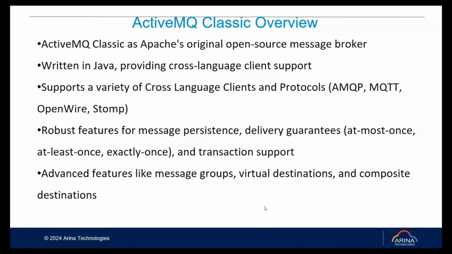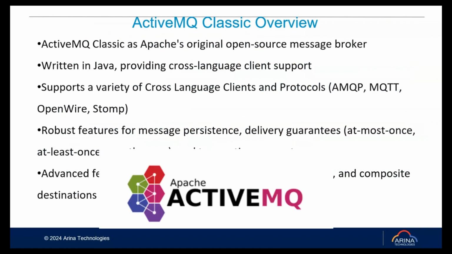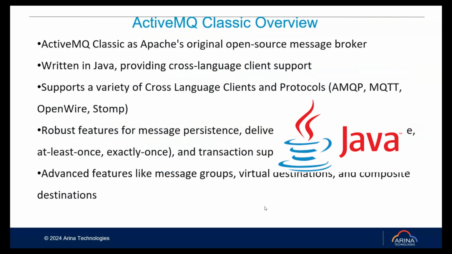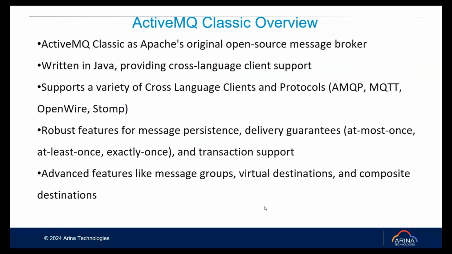Now, what exactly is Apache ActiveMQ? Apache ActiveMQ is one of the oldest and most widely used open source messaging brokers. It supports multiple protocols, and it is designed for high performance and reliability. It is written in Java. It is a very old product, built in Java, and it provides cross-language client support. It has many APIs for multiple clients that you could choose.